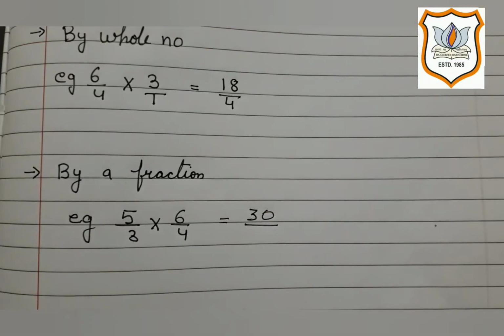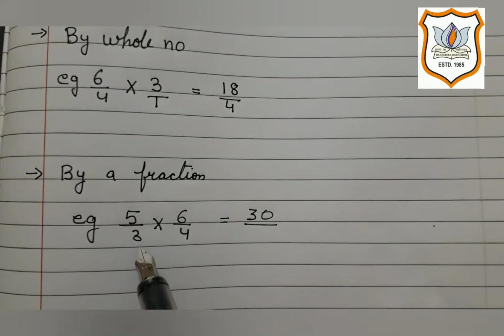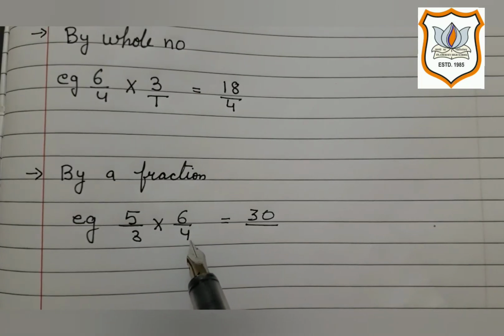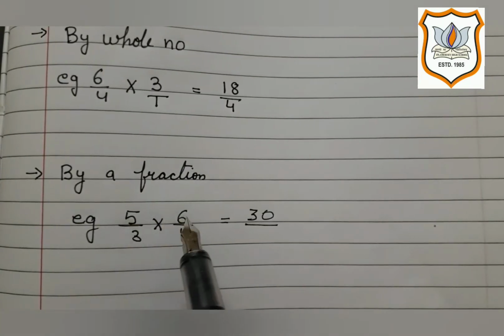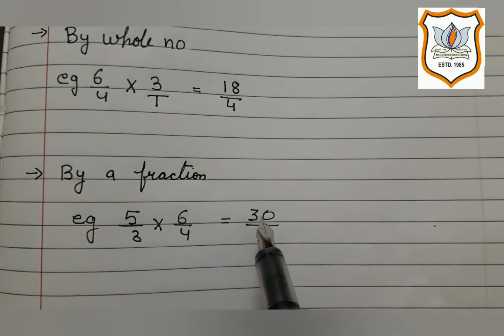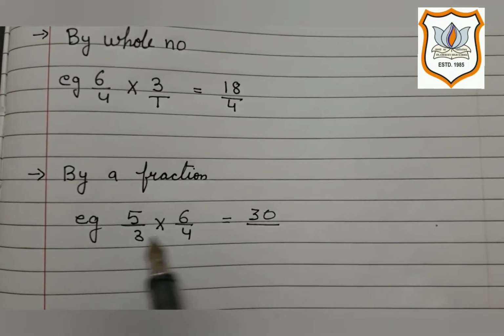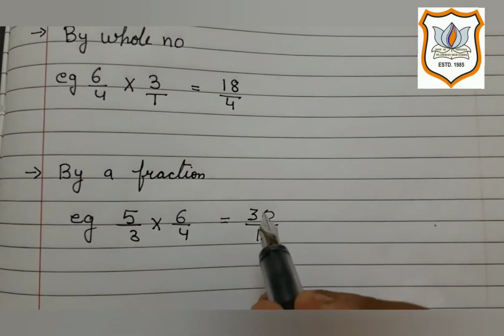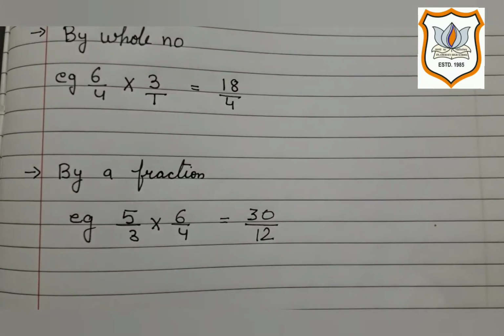Now the other point is when any fraction is multiplied by another fraction. Example, the first fraction is 5 upon 3 and it is multiplied by another fraction, 6 upon 4. The formula is the same, numerator into numerator, that is 5 into 6, which becomes 30. 3 into 4, 3 4s are 12. Now the fraction will become 30 upon 12.